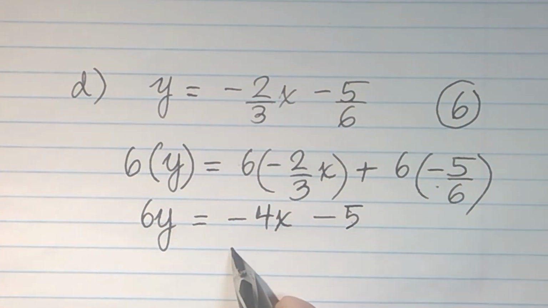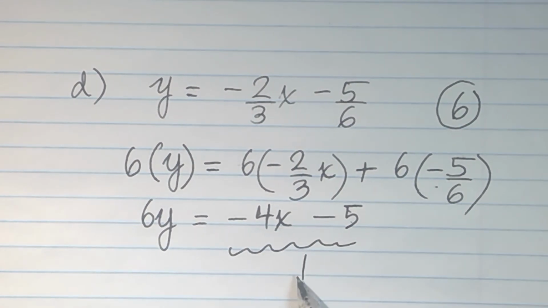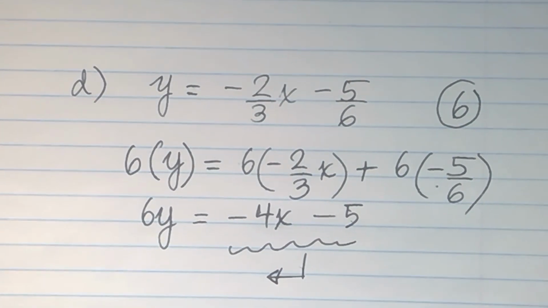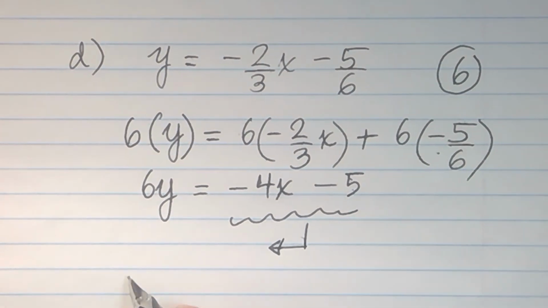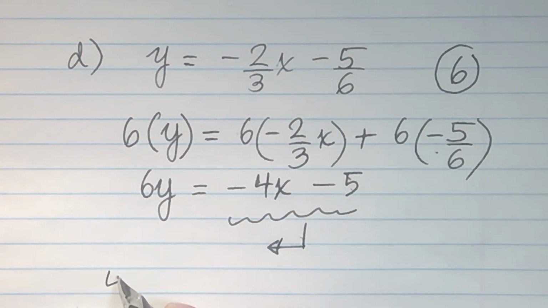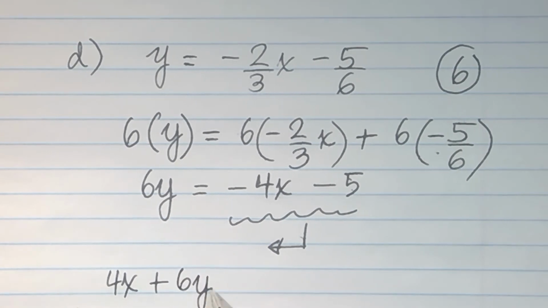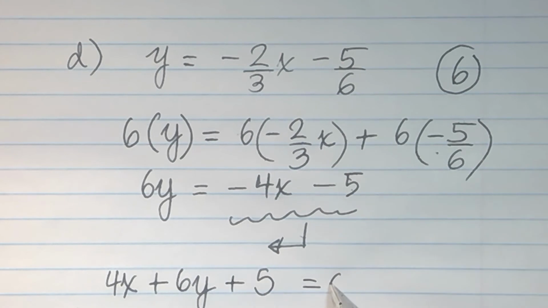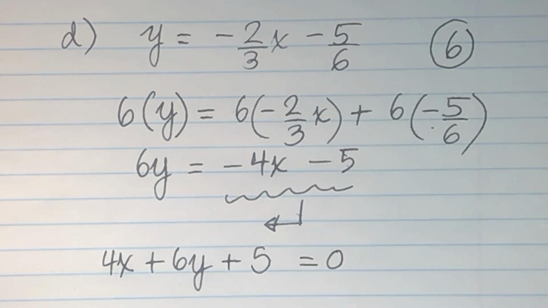I need to move all of these to the left side. It's going to look like the negative 4x will become positive 4x. Positive 6y is already there. Negative 5 comes over and becomes positive 5 equals 0. And you're done.